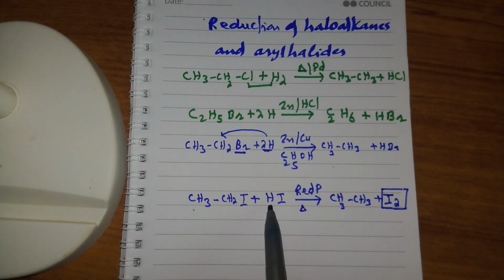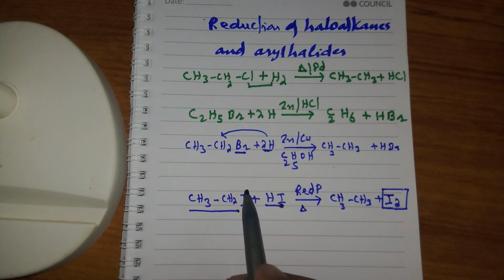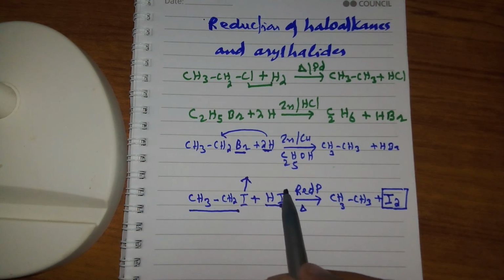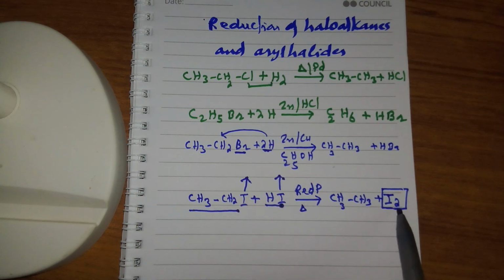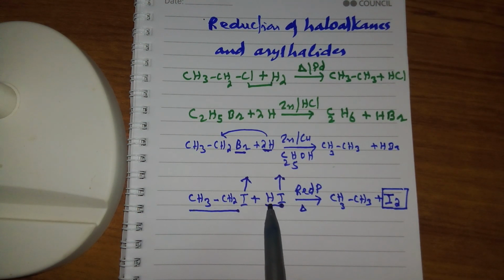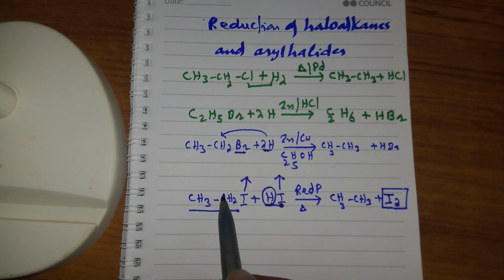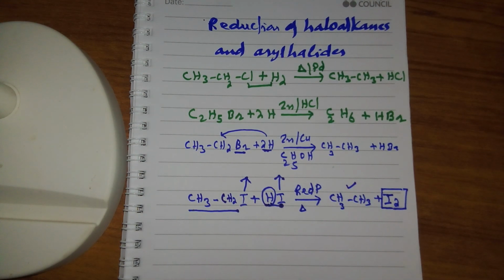Whenever we have hydrogen iodide reacting with this ethyl iodide, the iodide from this molecule and the iodide from that molecule will react together to produce iodine. And this hydrogen will react with this CH2, so there will be formation of ethane.